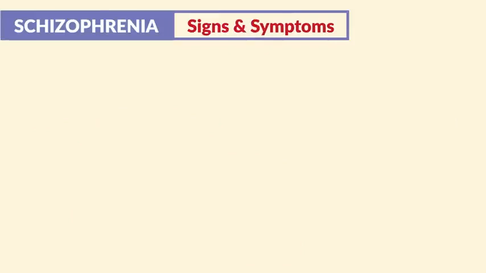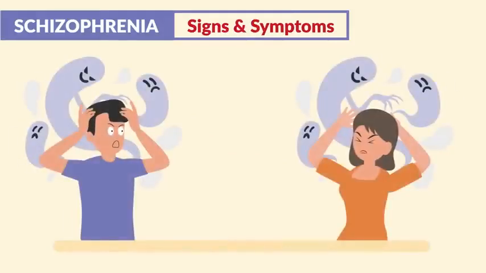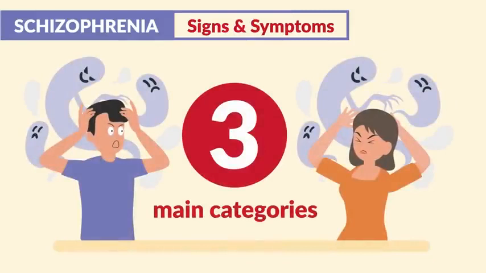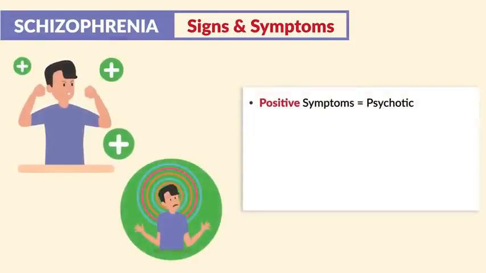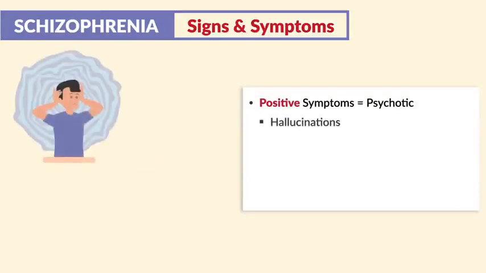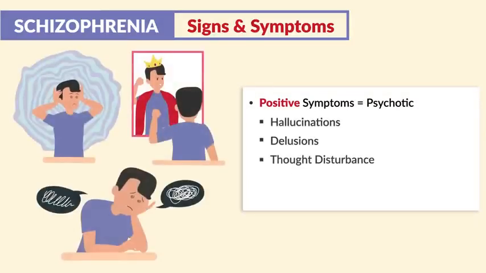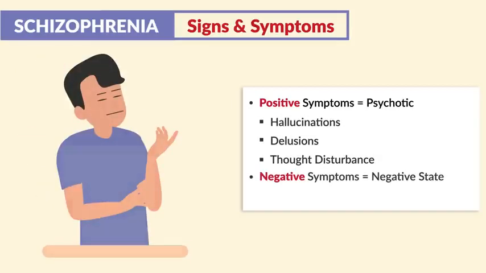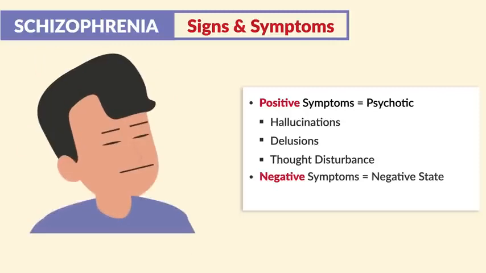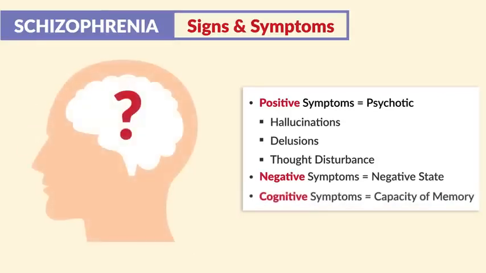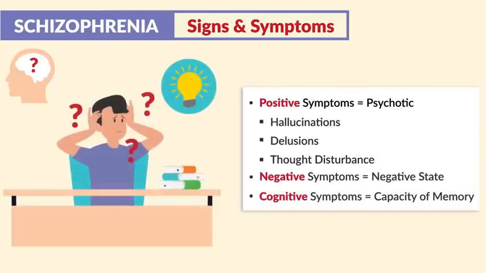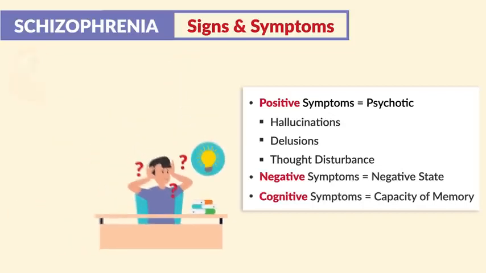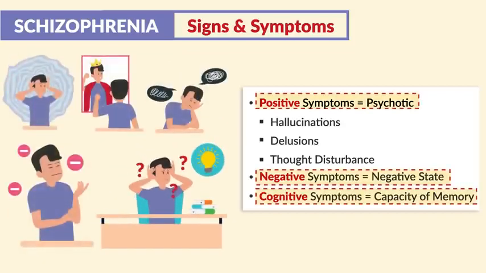Now for the signs and symptoms, this varies from patient to patient, but there are 3 main categories to know for your exams. Number 1 is positive symptoms. This is known as psychotic symptoms. So the big ones to write down: hallucinations, delusions, and thought disturbance. The second big category is negative symptoms, or a negative state, where the client shows lack of emotions and facial expressions. And the third is cognitive symptoms, or capacity of memory. Clients have difficulty understanding and learning new things. So let's dive in and break these down one by one.